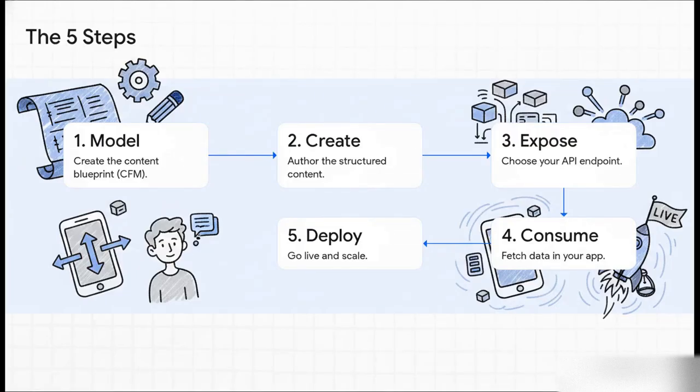Step 1, you create that content blueprint. Step 2, your authors come in and fill the blueprint with awesome content. Step 3, you expose that content through an API. Step 4, your application fetches the data. And step 5, you deploy, you scale, and you go live. See? It's a super straightforward path from idea to production.